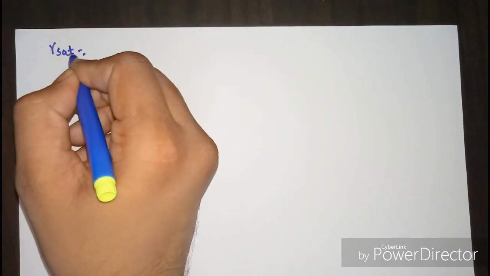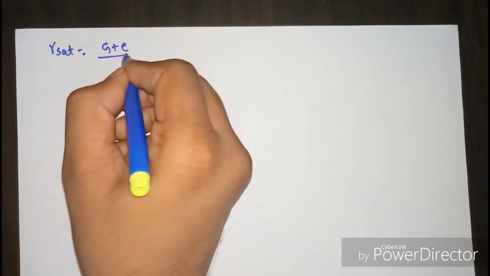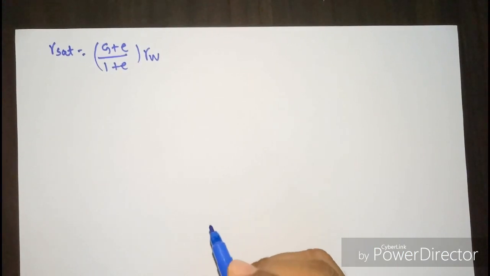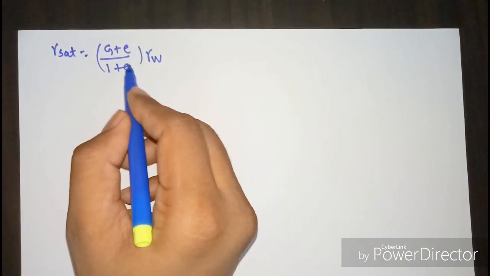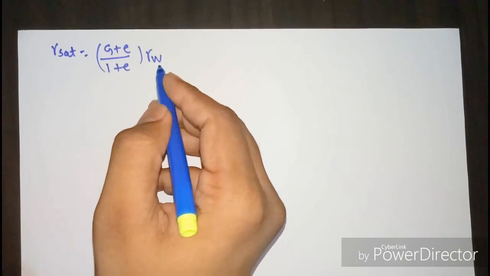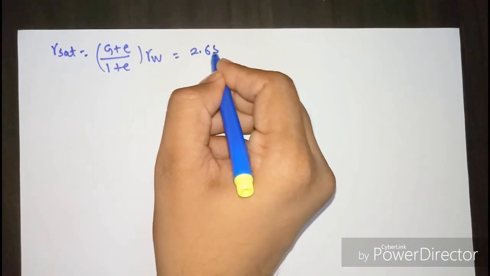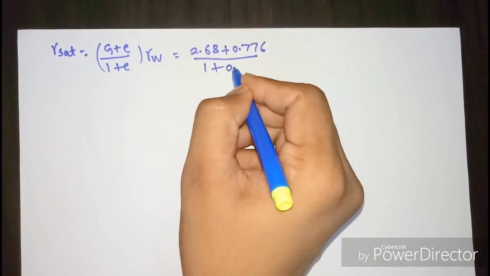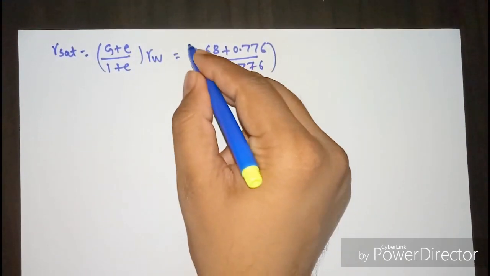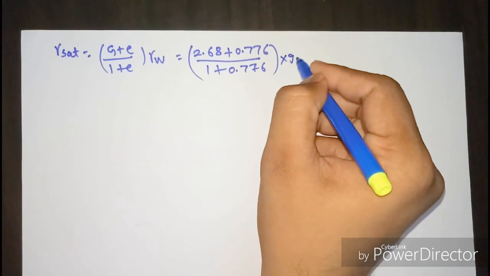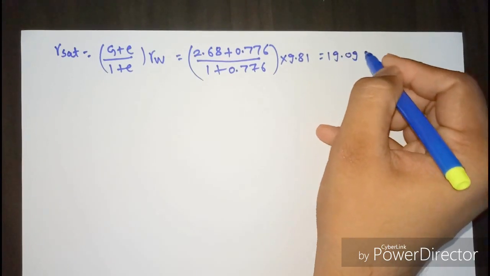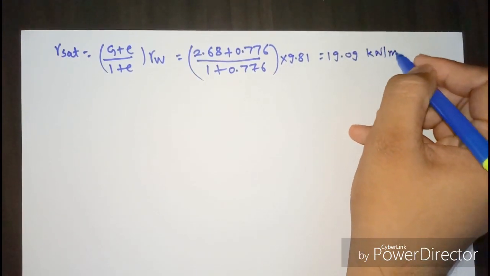Okay, now we will calculate saturated unit weight. So gamma sat is equal to G plus E upon 1 plus E, bracket complete, gamma W. Okay, saturated unit weight is equal to G plus E upon 1 plus E, bracket complete, gamma W. So we know that specific gravity is 2.68 plus void ratio 0.776, divided by 1 plus E, which is 0.776, bracket complete, unit weight of water is 9.81. So gamma sat is equal to 19.09 kilonewton per meter cube.